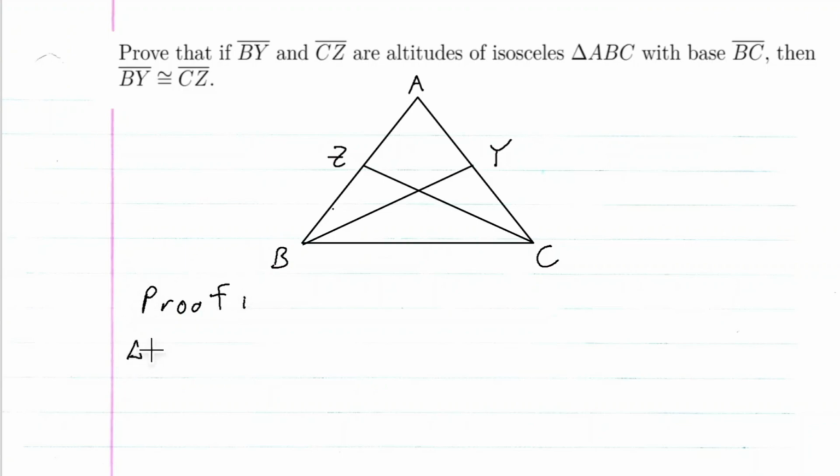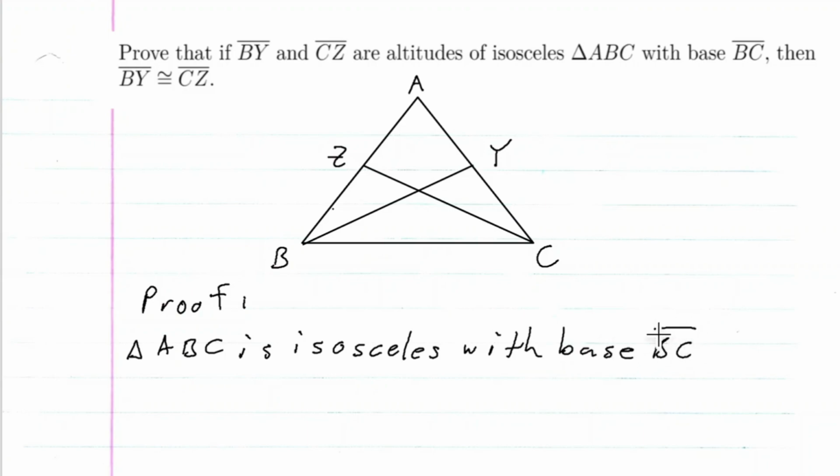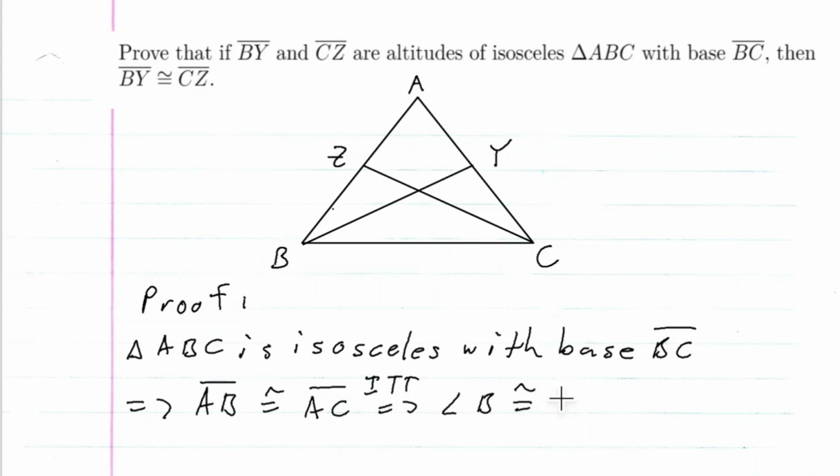So we know triangle ABC is isosceles with base BC. This implies that AB is congruent to AC. And by the isosceles triangle theorem, we know that if AB is congruent to AC, then angle B is congruent to angle C. All right.